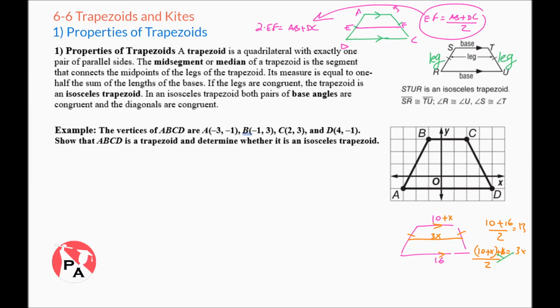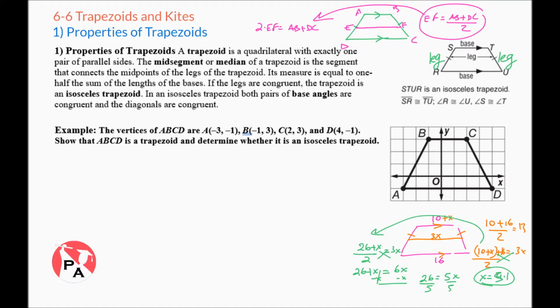Now, let's go over this one real quick. 10 plus x plus 16 becomes 26 plus x, divided by 2, which is equal to 3x. Cross multiply. We have 6x on the right side, 26 plus x on the left side. Subtract x, so we get 26 equals 5x. If we divide by 5, we get x equals 5.2. So that's how we can find the midsegment, or a variable that is about a midsegment of an isosceles trapezoid.